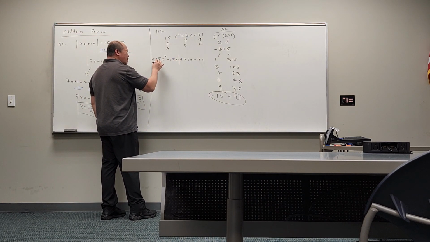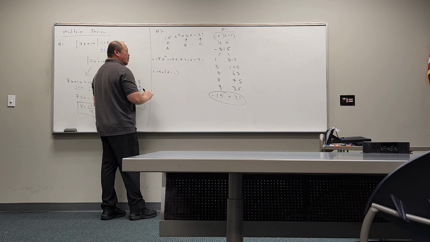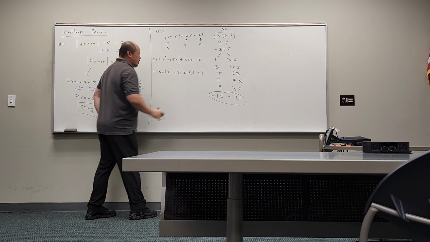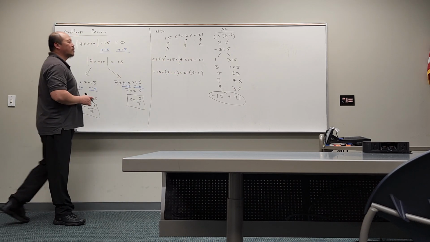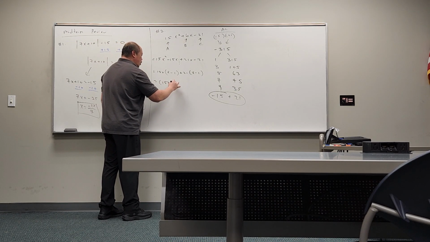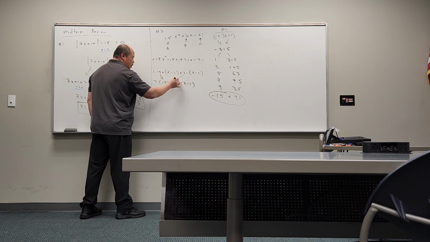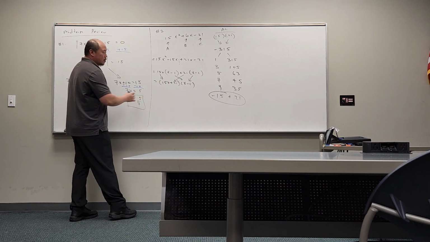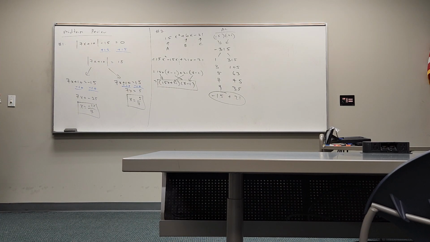So 15x can go to the first one, so that will be x minus 1. And 21 goes in here. This one's not too bad because they spelled it out for you. 15, 15, right? 21, 21. So that's 15x plus 21 times x minus 1. Remember, this goes here, this goes there, right? And then these two just copy each other. There you go.